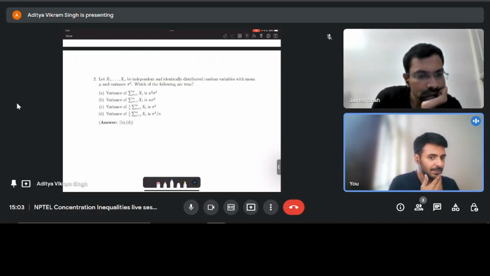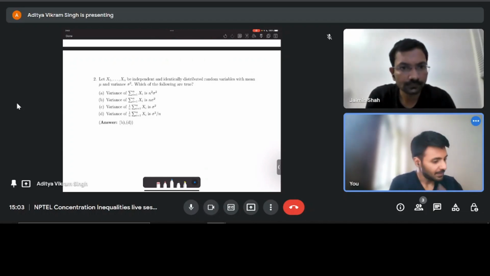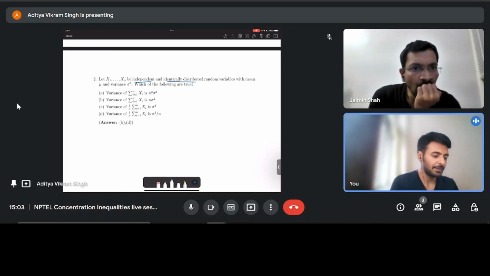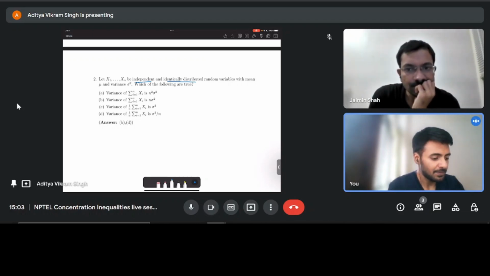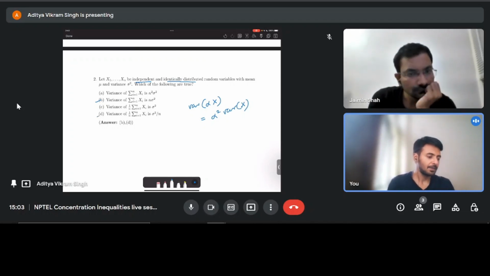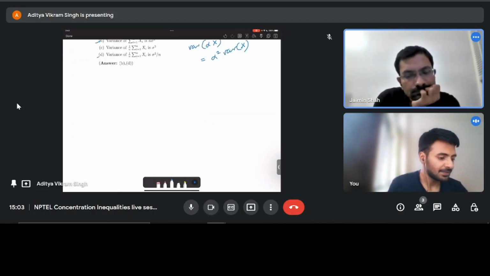The second question is again easy. If X1 to Xn are independent and identically distributed, since they are independent, you can just sum the variances, right? So B is one of the answers. And when you divide by something, the variance gets multiplied by the square of that thing. So the variance of alpha X is alpha squared times the variance of X, which is why we get D as well. There's nothing else here.